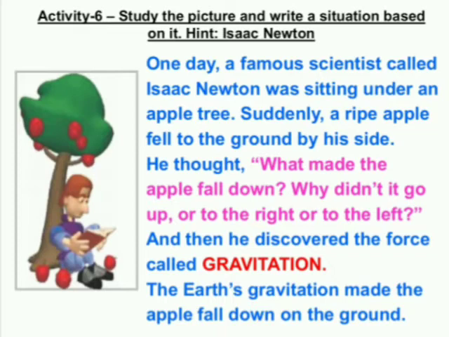One day, a famous scientist called Isaac Newton was sitting under an apple tree. Suddenly, a ripe apple fell to the ground by his side. He thought, what made the apple fall down? Why didn't it go up, or to the right, or to the left? And then he discovered the force called gravitation. The Earth's gravitation made the apple fall down on the ground.